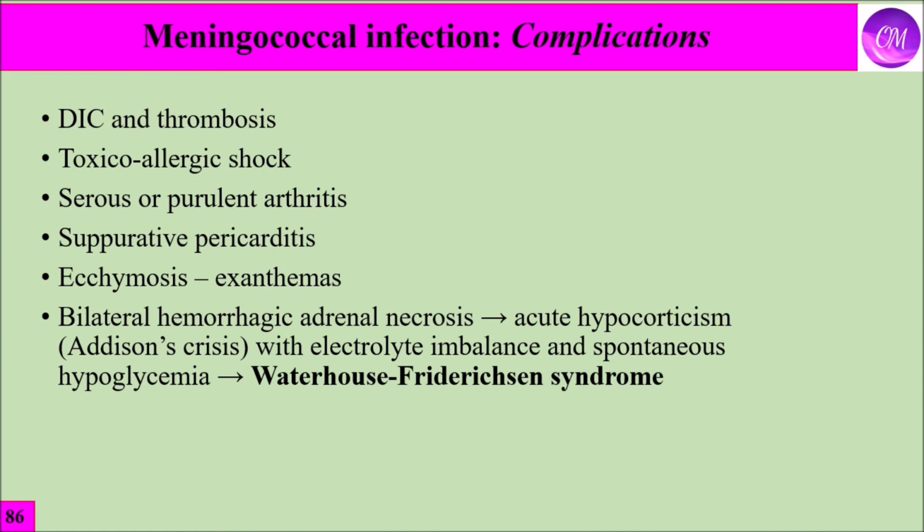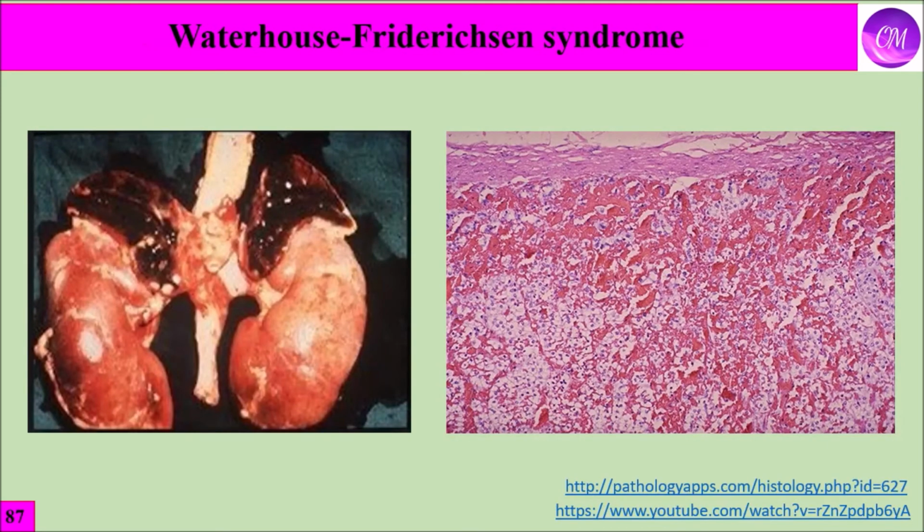They include disseminated intravascular coagulation and thrombosis, toxic allergic shock, purulent arthritis, suppurative pericarditis, ecchymosis or exanthemas, and bilateral hemorrhagic adrenal necrosis that results in acute hypocorticism with electrolyte imbalance and spontaneous hypoglycemia, that we call Waterhouse-Friderichsen syndrome. Here you see the gross pathology of the Waterhouse-Friderichsen syndrome and the histopathology.